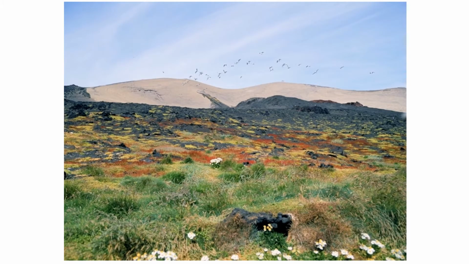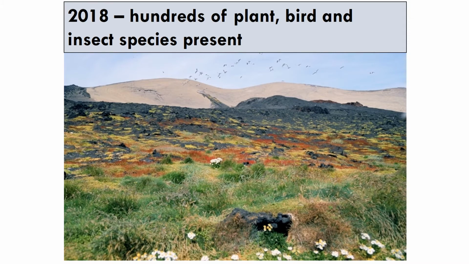And then look at this. So this is going up to 2018. So hundreds of plant, bird, and insect species present. You can't see any woodland there, but certainly it's progressed pretty rapidly, and that's only in 50 odd years. You're going from having bare rock to a habitat for different plants and animals. So that's primary succession.